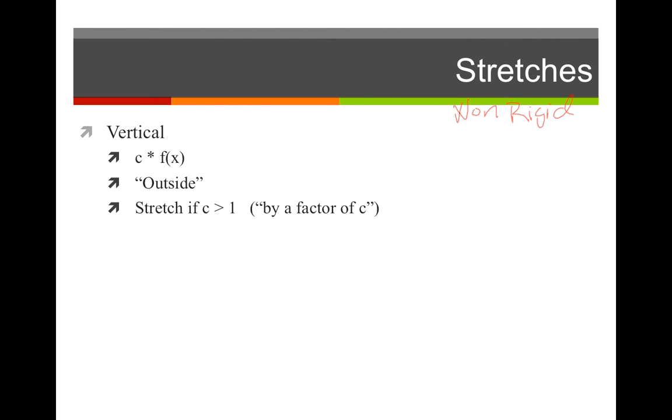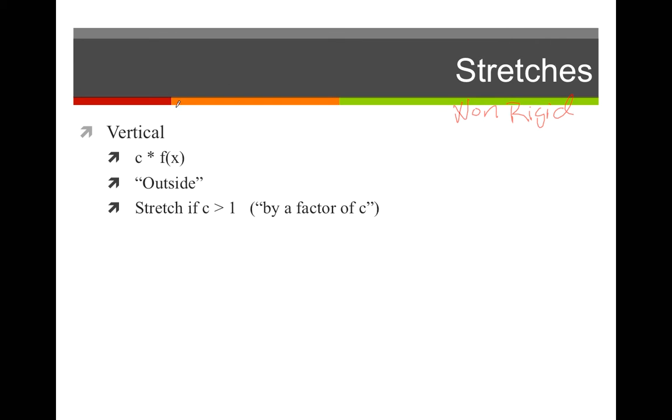Now, stretches, like vertical and horizontal stretching or shrinking or compression, whatever you want to call them, these are non-rigid because these change the overall shape of the function. If we were to do vertical, well, vertical is the y values, so we need to multiply on the outside of the function. So again, we're going to multiply some value to the outside of the function. And if c is bigger than 1, it stretches it by a factor of c, so it makes it bigger.